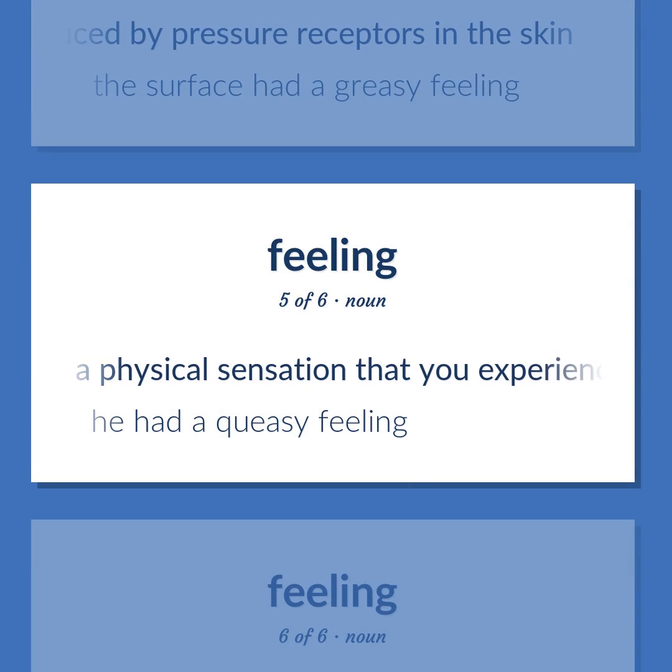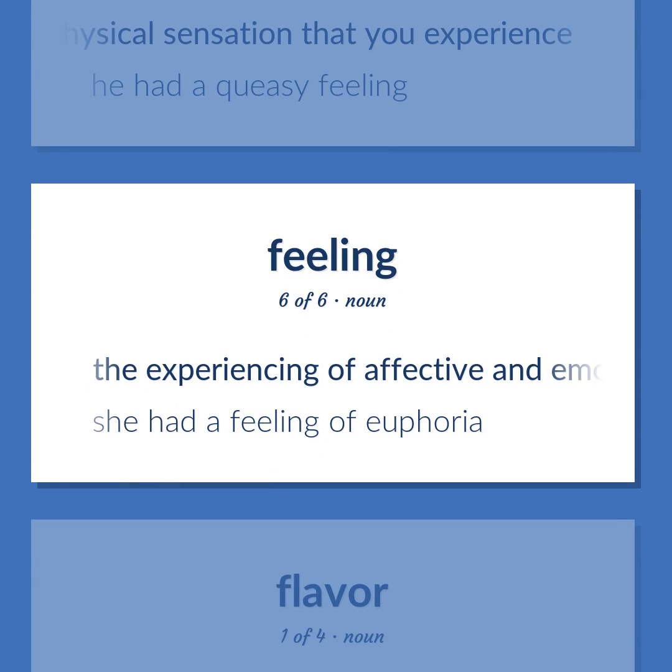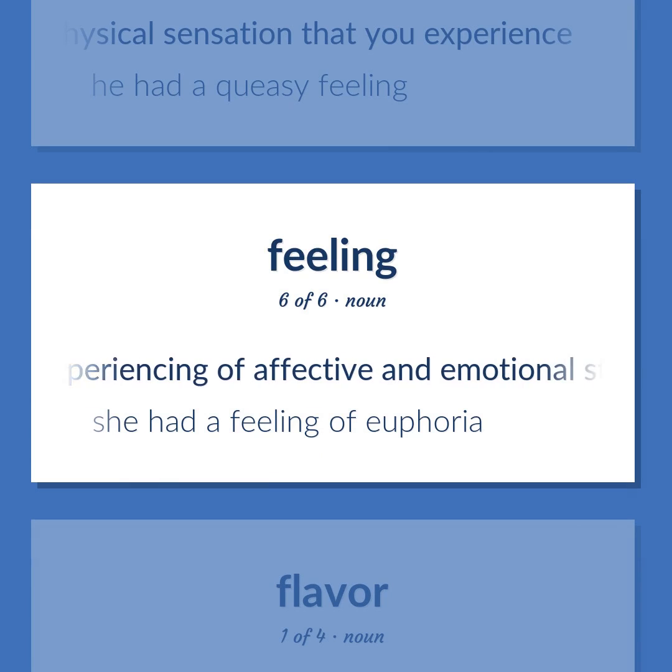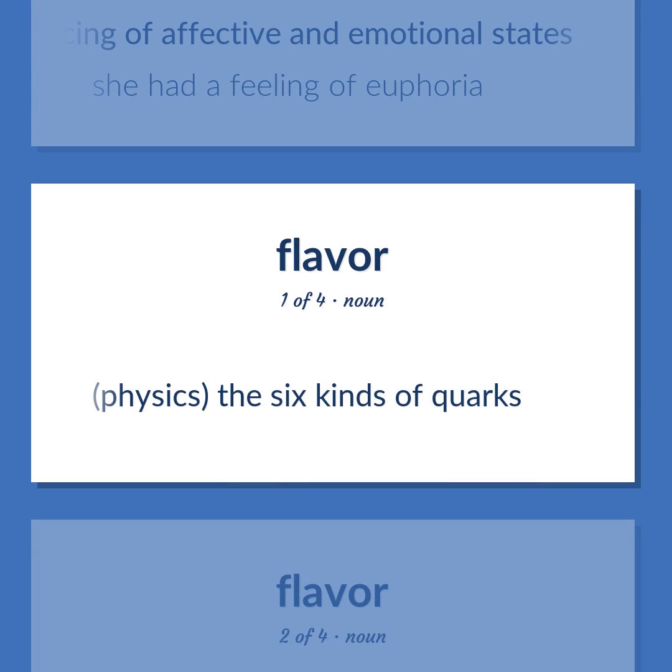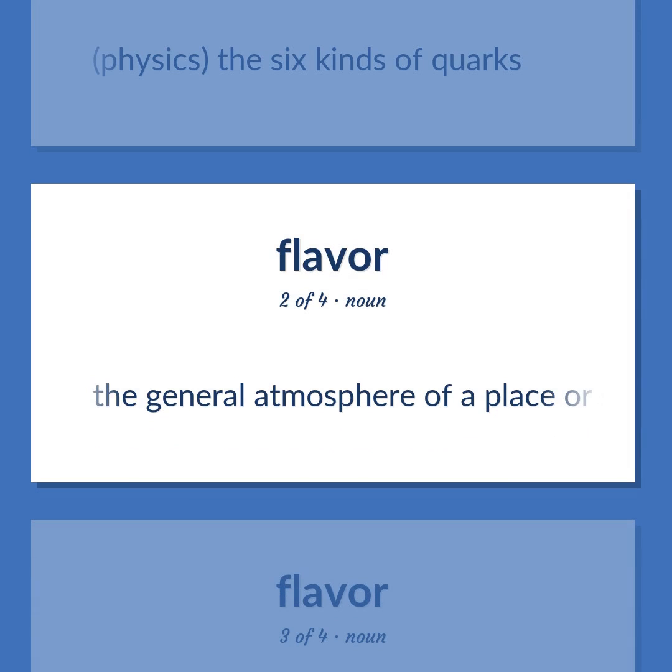A physical sensation that you experience. He had a queasy feeling. The experiencing of affective and emotional states. She had a feeling of euphoria. Physics, the six kinds of quarks. The general atmosphere of a place or situation and the effect that it has on people.